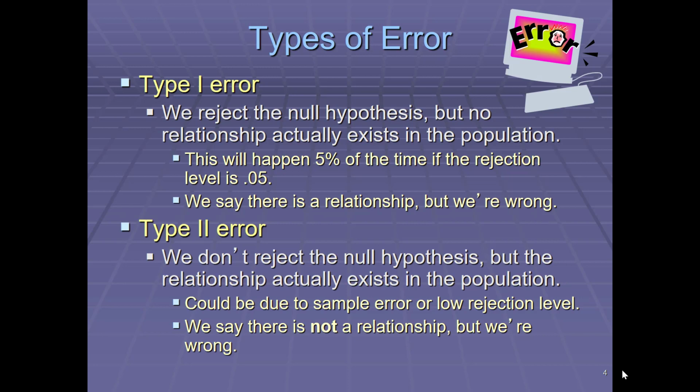Type 2 error happens when we don't reject the null hypothesis, but the relationship actually exists in the population. And this could be due to maybe a sample error, or maybe we have a low rejection level. And this happens when we say that there's not a relationship, but we're actually wrong. Okay, so type 1 is when we say there is a relationship and we're wrong, and type 2 is when we say there isn't a relationship and we're wrong.